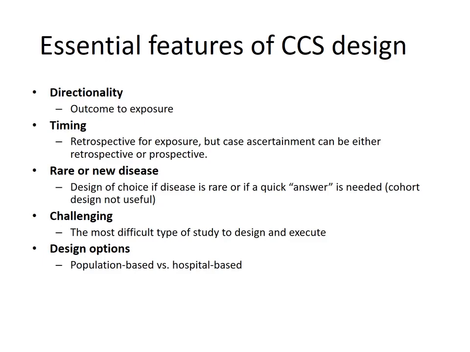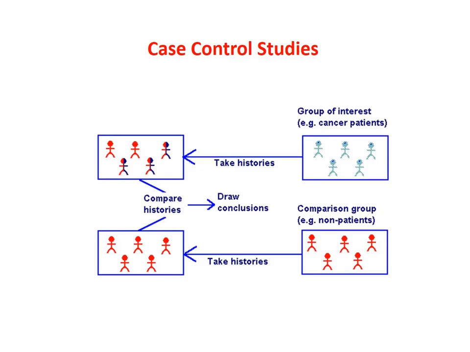Design population: we can choose a population-based versus hospital-based sample. A quick summary: as you can see, we have a group of interest, the outcome group, cancer patients. We compare them to non-cancer patients, we go retrospectively in time to take the history, and then we identify subjects who are exposed and not exposed, compare them to exposed and not exposed, and we draw conclusions.